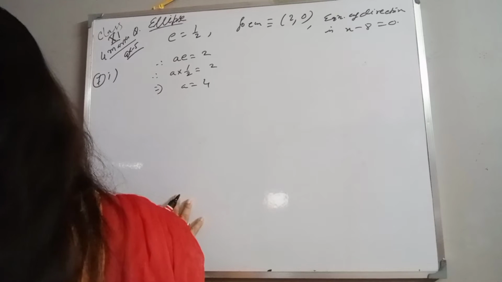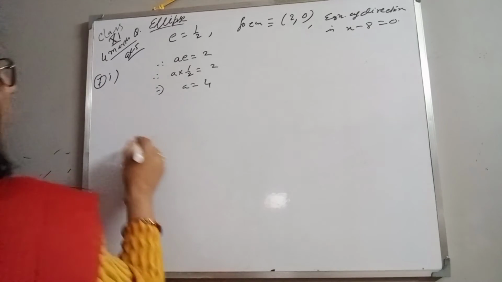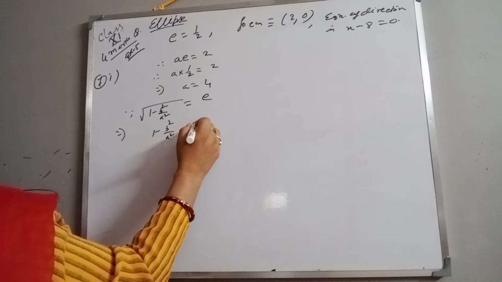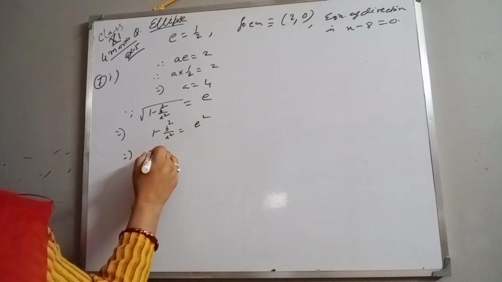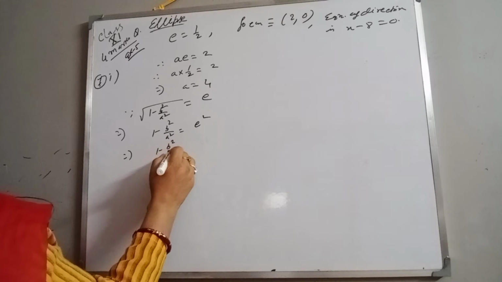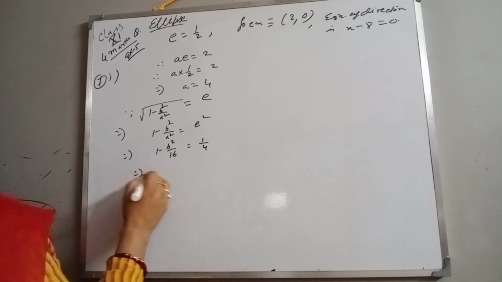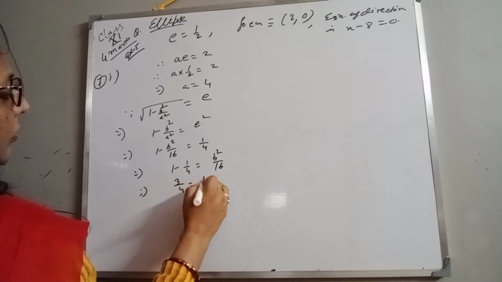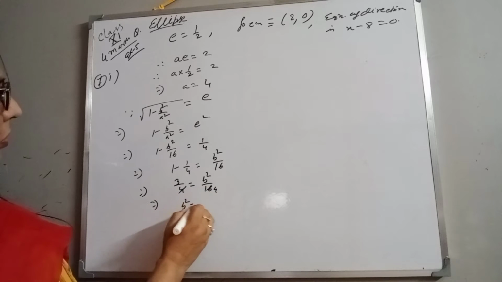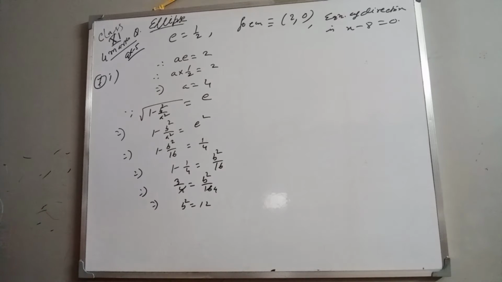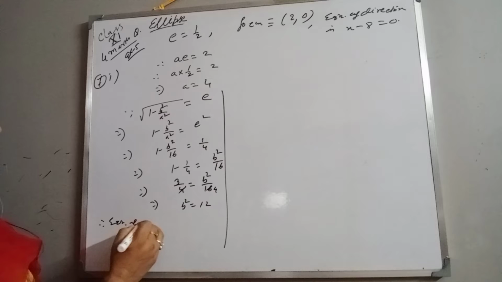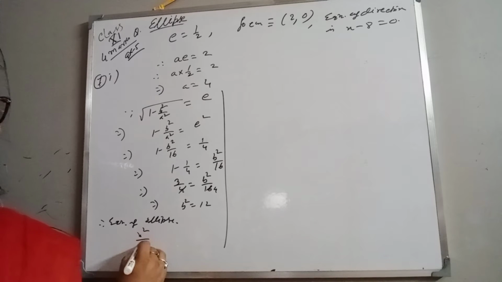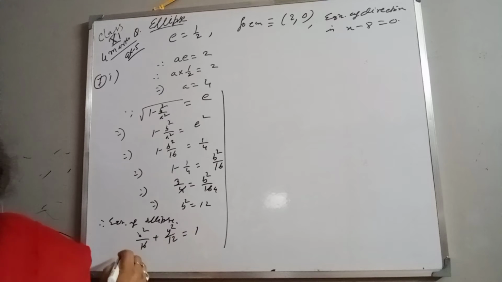A we know. Then what is the use of the equation of directrix? Because we can find this value b. Okay, since e squared equals 1 minus b squared by a squared, b square is equal to 12. Therefore, the equation of ellipse will be what? x square by a square, that is 16, plus y square by b square, that is 12, is equal to 1.